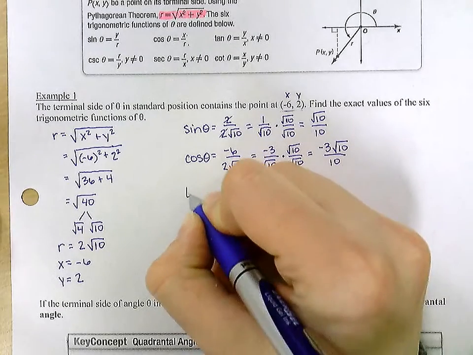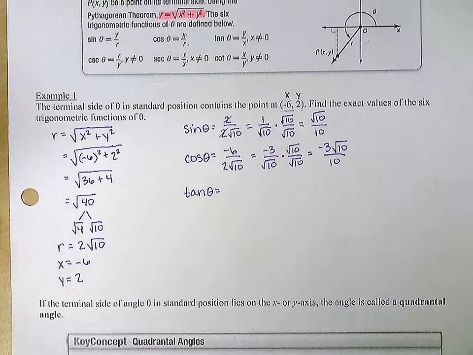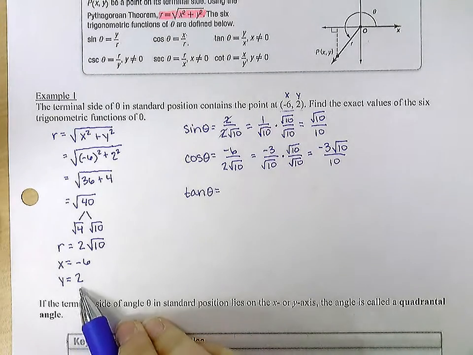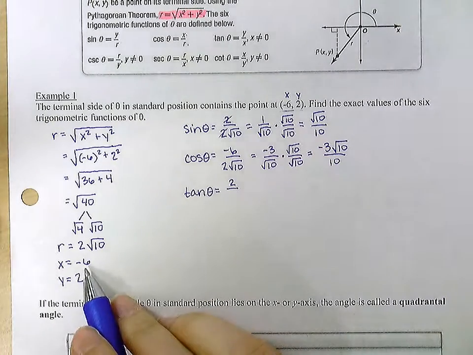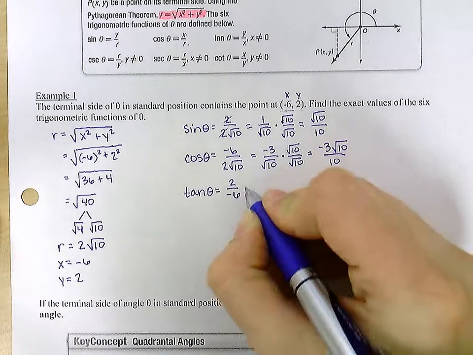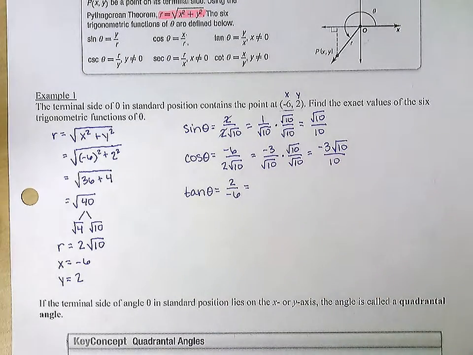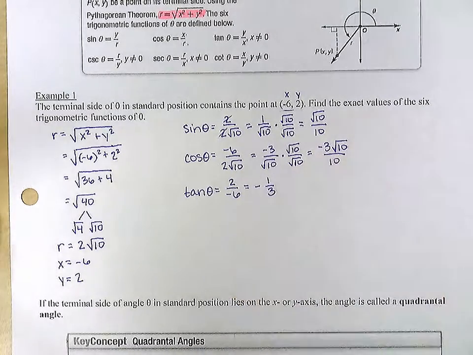Then tangent of theta is y over x. So our y value is 2 over our x value, which is negative 6. I can simplify that fraction to negative 1/3.